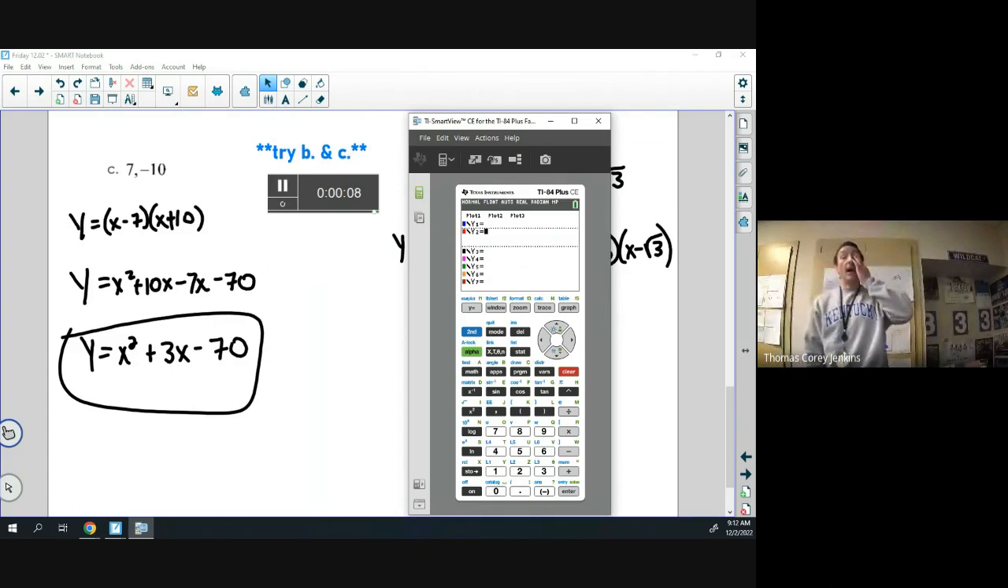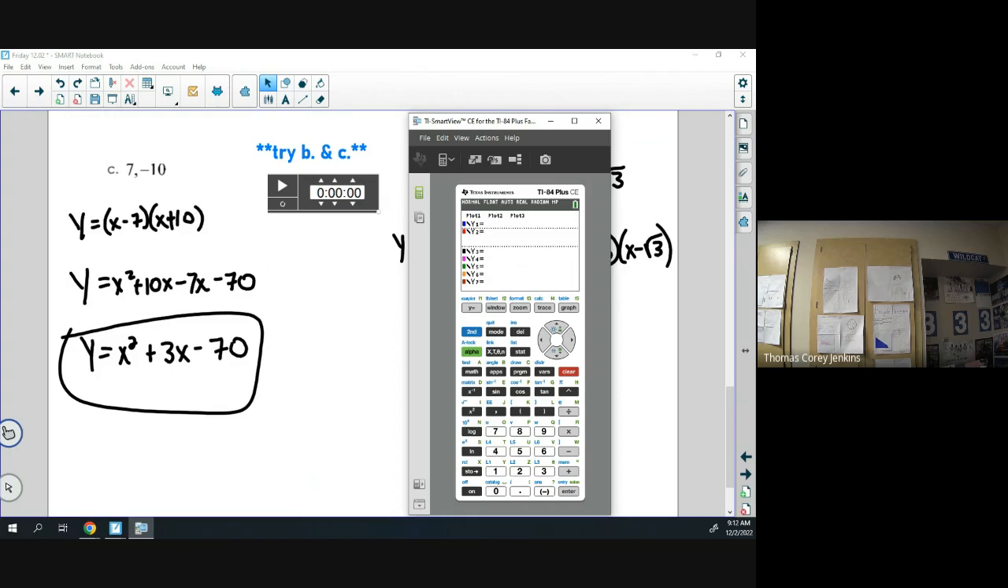All right, so what maybe you were able to get done, or just check whatever you did, was write out your factors that produce the roots for C. So x minus 7 and x plus 10. I had initially written that down wrong, so if you copied that, just make sure you have it fixed. And when we multiply, we end up with y equals x squared plus 3x minus 70.